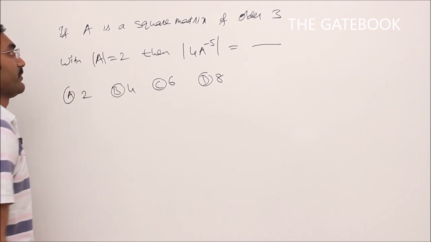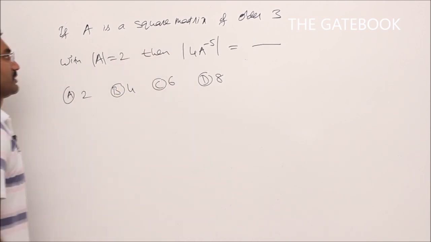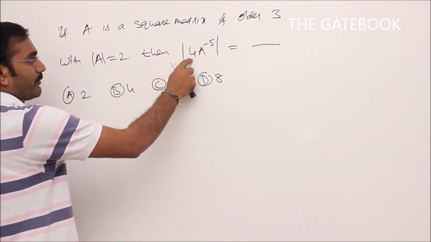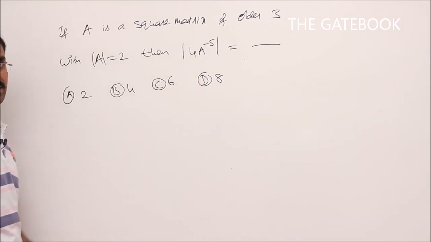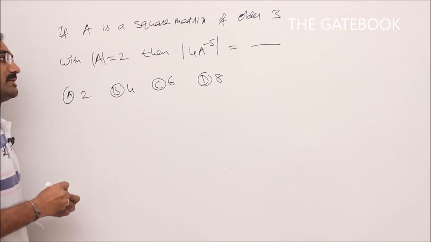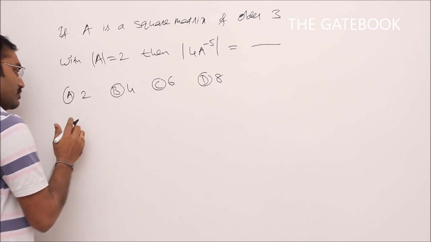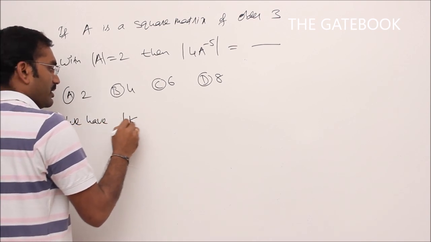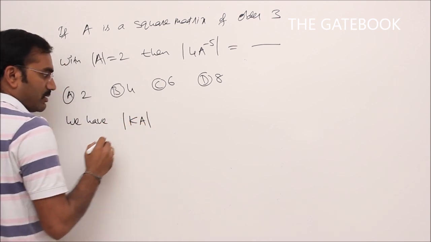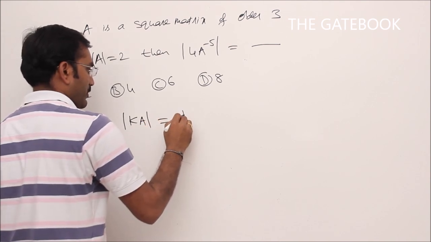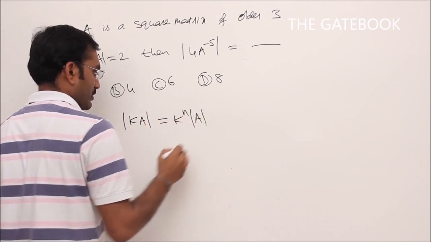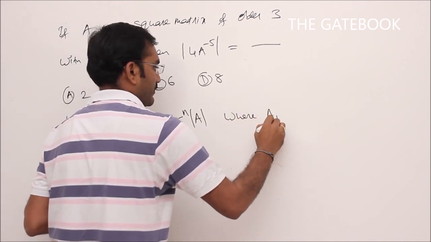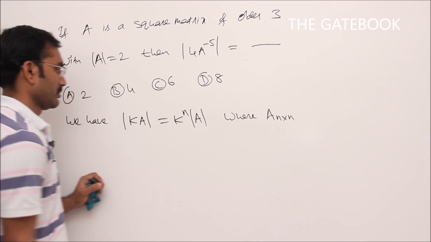Next problem. If A is a square matrix of order 3 with determinant 2, then the value of the determinant of 4 into A power -5 is. Here also we have to go for properties of determinants. So we have this property: determinant of kA, where k is any constant, is equal to k power n into determinant of A, where A is a matrix of order n by n.